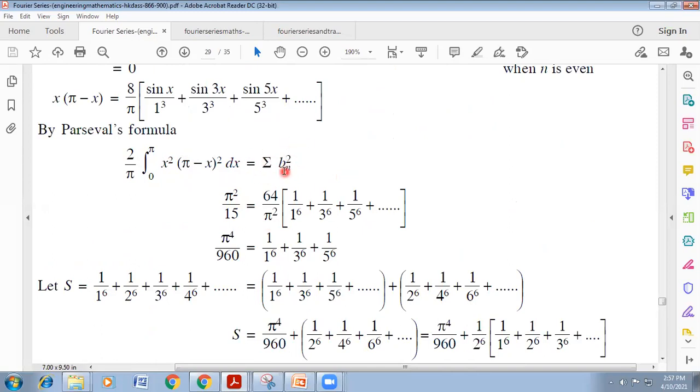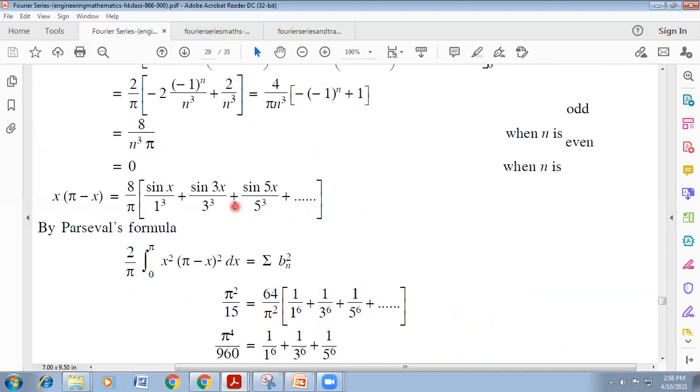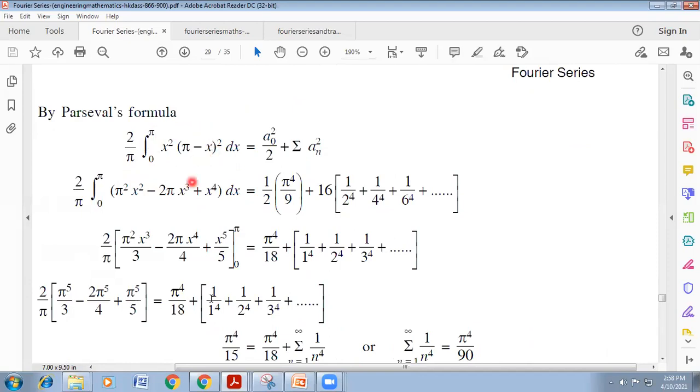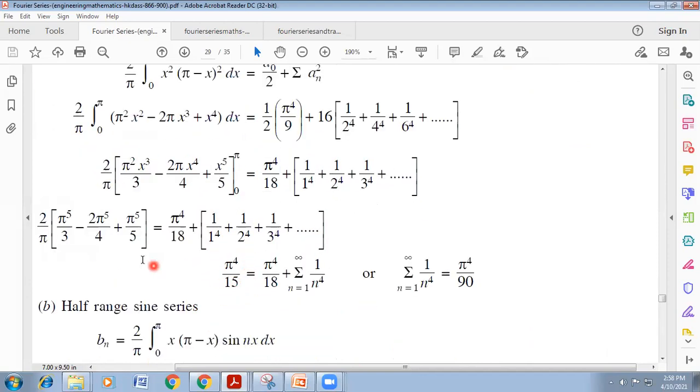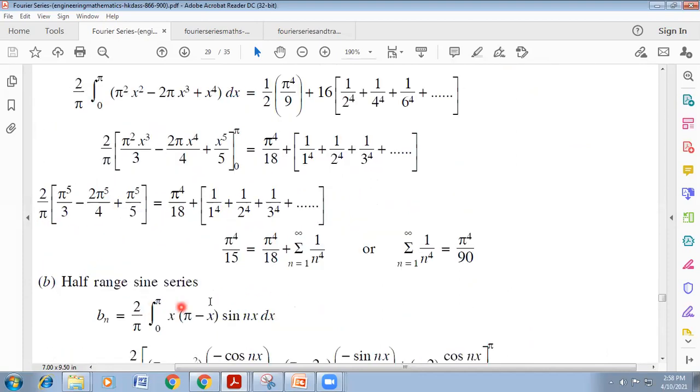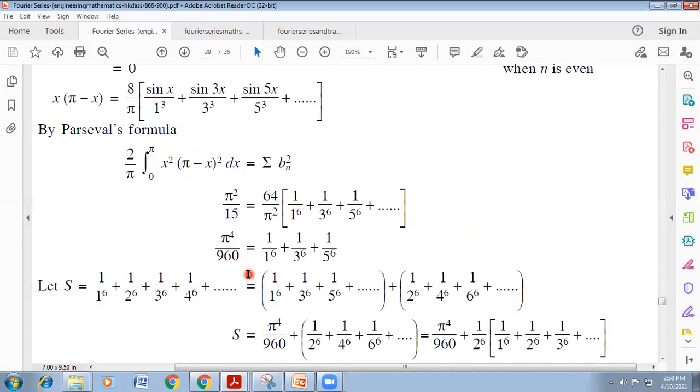Summation bn square equals why? Only for the sine series. This is why a0 and an will be absent. So this integration, what was it? Pi square by 15. Left hand side, or you can use the left hand side for this series also. So this integration is pi square by 15, and bn square, what will it be?